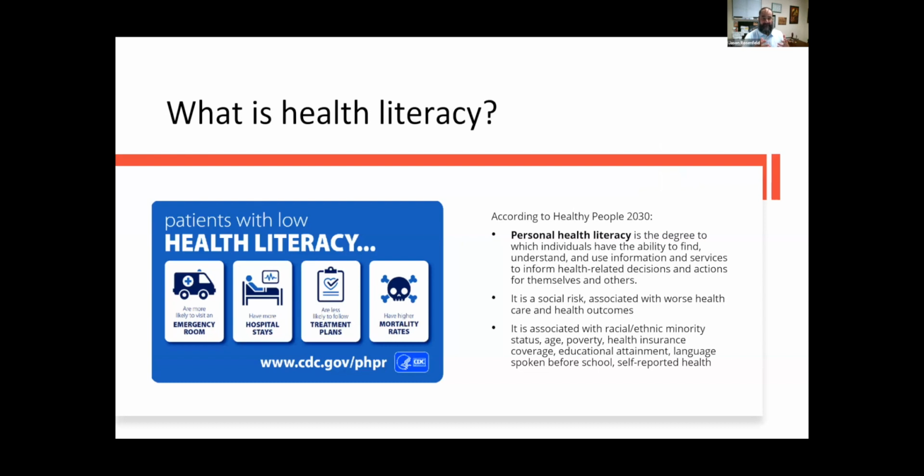It is a social risk. It has been starting to be packaged more as a social determinant of health in and of itself, separate from other factors, because it is associated with different health outcomes and disparities amongst our different populations. And we look at the associations between high and low health literacy. There are then associations between race and ethnic minority status, age, poverty, health insurance, et cetera. And I'll show you data from San Antonio where all of this is layered together.